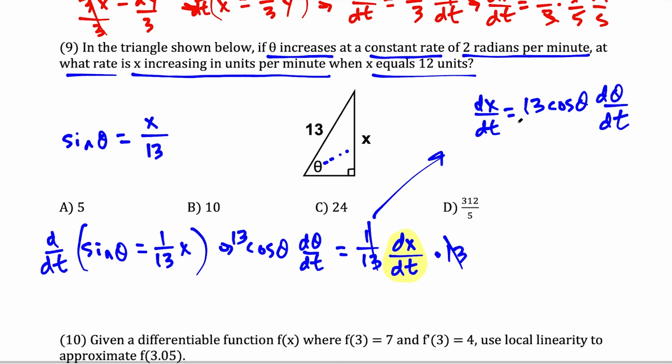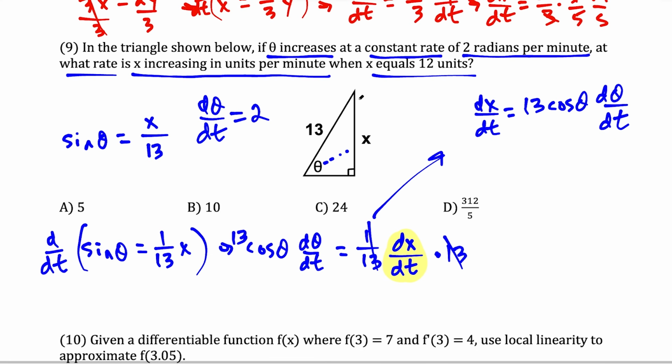So now what we need to find here, they told us d theta/dt. See, over here they told us theta increases at a constant rate of 2 radians per minute. So they told us d theta/dt is equal to 2 radians per minute, and I'll leave the units out for now. And that tells us this piece. But we have to know, what is cosine theta?